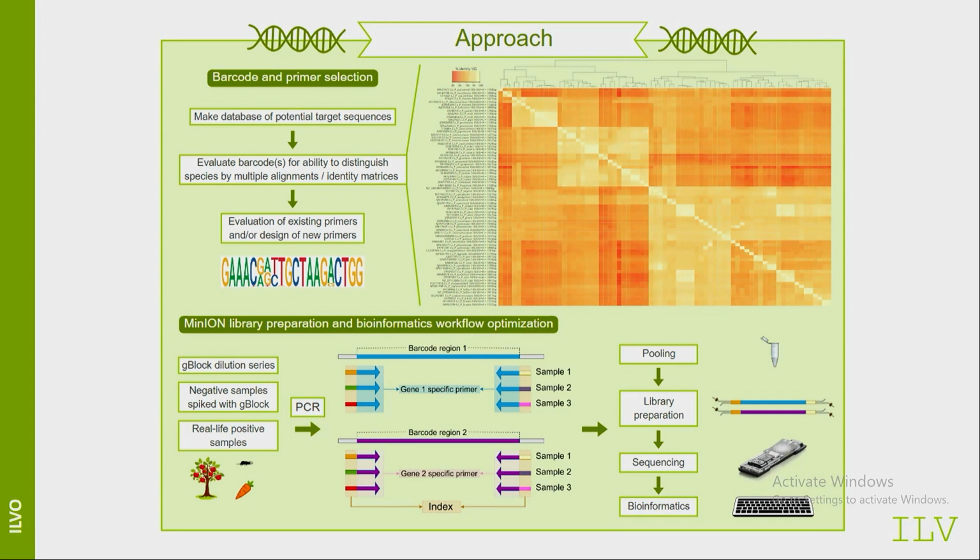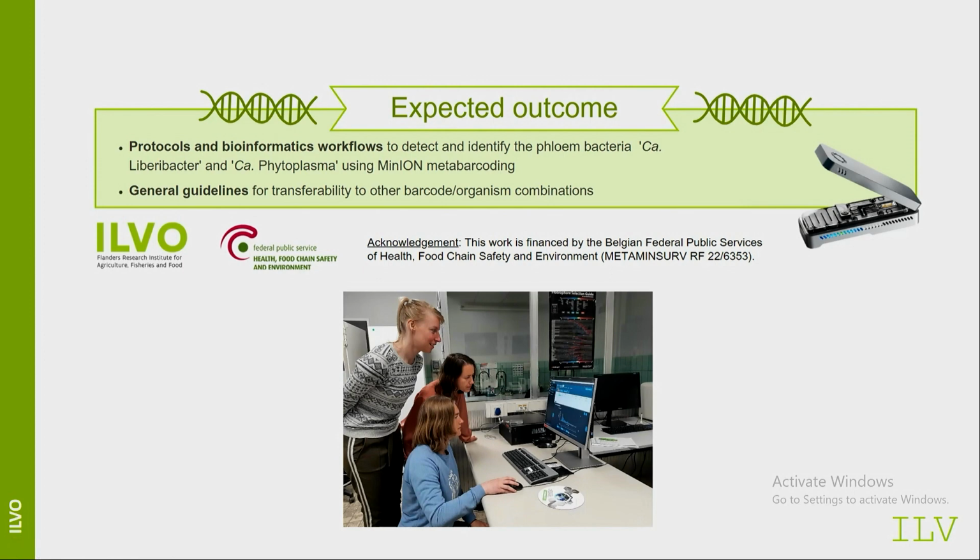Because I only have 3 minutes, I won't be able to explain all of this. But in the end, in the best case scenario, we would like to obtain protocols and bioinformatic workflows to detect and identify Liberibacter and Phytoplasma phloem bacteria using Illumina metabarcoding. And we would also like to write general guidelines for transferability to other barcode or organism combinations, because next to the phloem bacteria case scenario, we are also working on forest fungal pathogens.